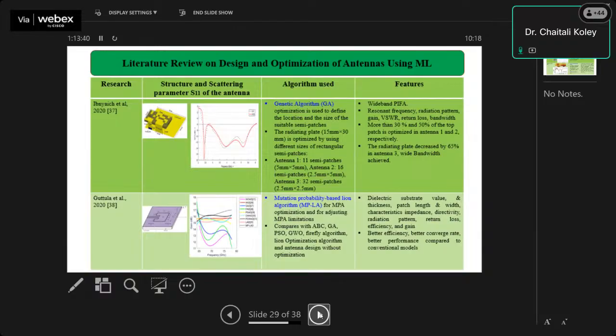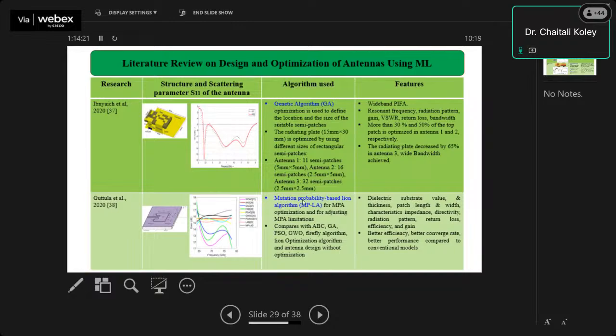Here is another example, reference number 37. That author is again utilizing, they have designed a wideband PIFA antenna where they have utilized the genetic algorithm. So what are the parameters they are utilizing? The resonating frequency, radiation pattern, gain, VSWR. These are all characteristics of the antenna. So they have changed the different parameters. What algorithm have they used? The genetic algorithm, mainly the genetic algorithm.